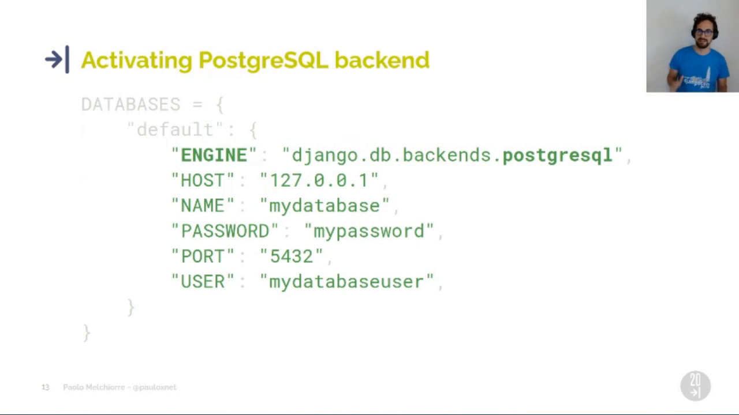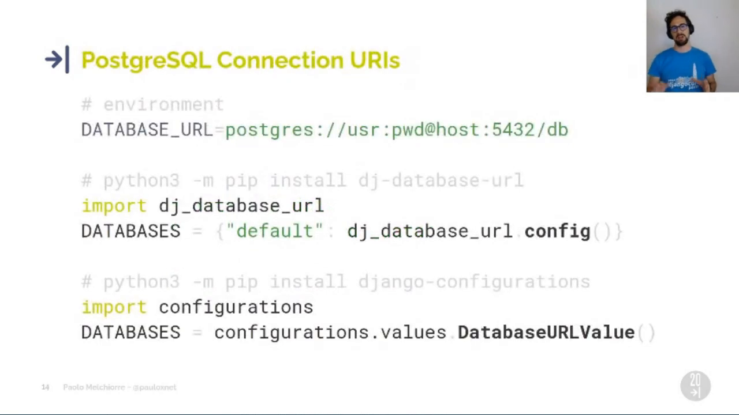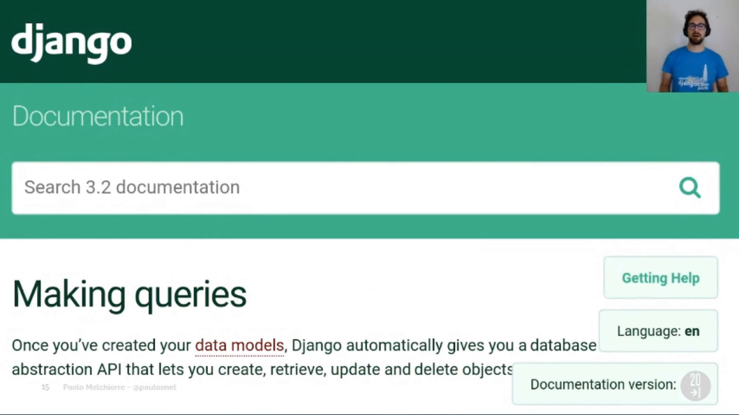To use Postgres as a database in your Django project, we modify the settings, adding this Psycopg-based database backend and the connection parameters of our Postgres database, which we may have locally or remotely. If you embrace the 12-factor methodology, you can define a database URL variable in your environment. Depending on whether you use dj-database-url or django-configurations, your database section should look something like this. Let's now see our database in action.